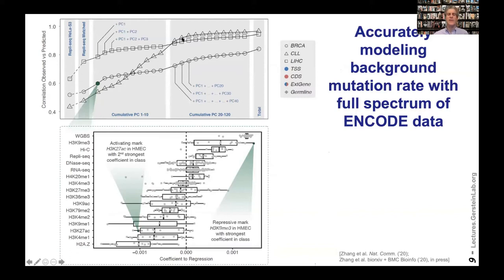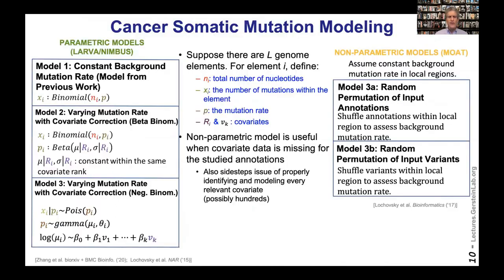And one of the main things we see is that we need lots of PCs, often 10, 20 PCs, to accurately estimate background mutation rate. And then, of course, we can look at the signals that really are driving these PCs. There are things, of course, like replication timing, but a lot of the histone data really also is very important for this estimation. So now what do we do with an accurate estimation of background mutation rate? Well, we can use that in a model to look at recurrent mutations and to find drivers.